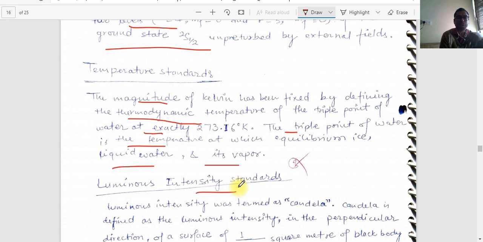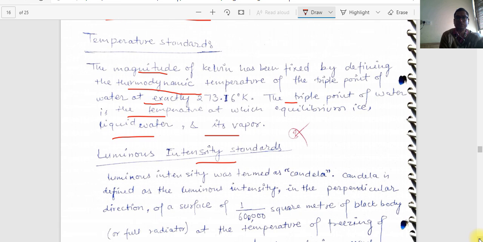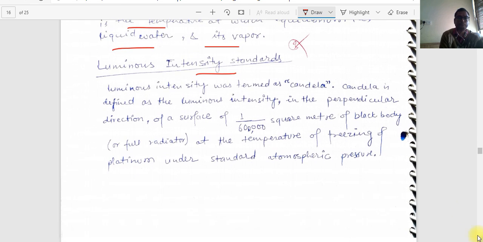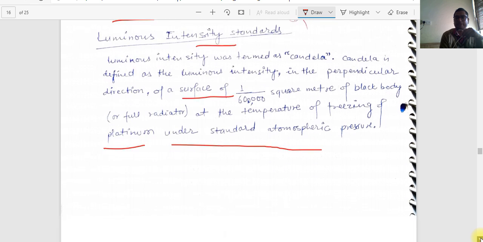Luminous intensity. What is the luminous intensity? We will see. Luminous intensity was termed as the candela. Candela is defined as the luminous intensity in the perpendicular direction of the surface of 1 divided by 600,000 square meter of a black body radiation at the temperature of freezing of platinum under the standard atmospheric pressure.